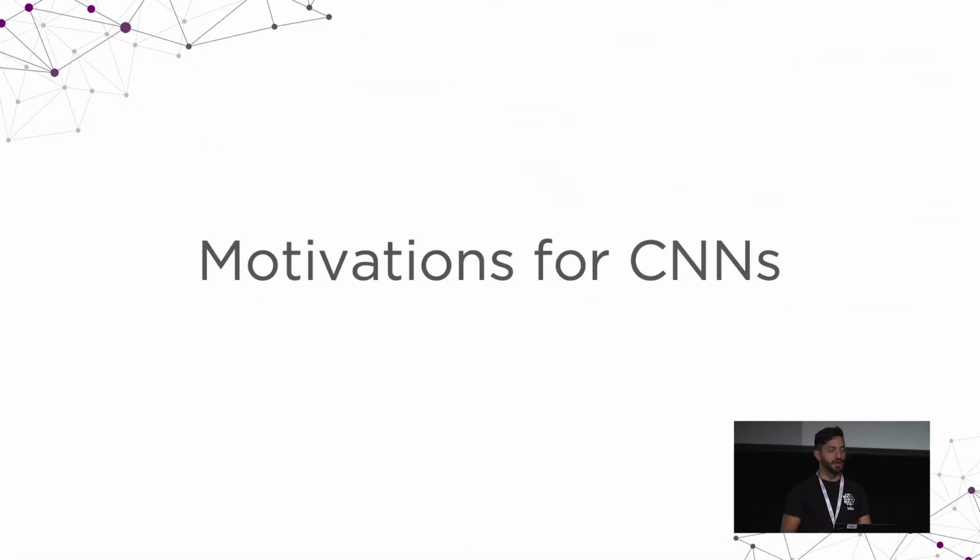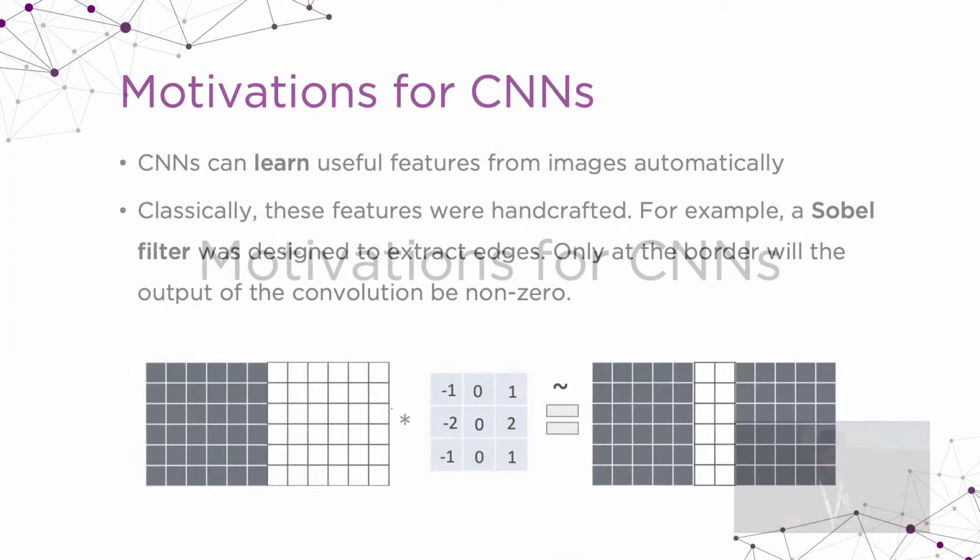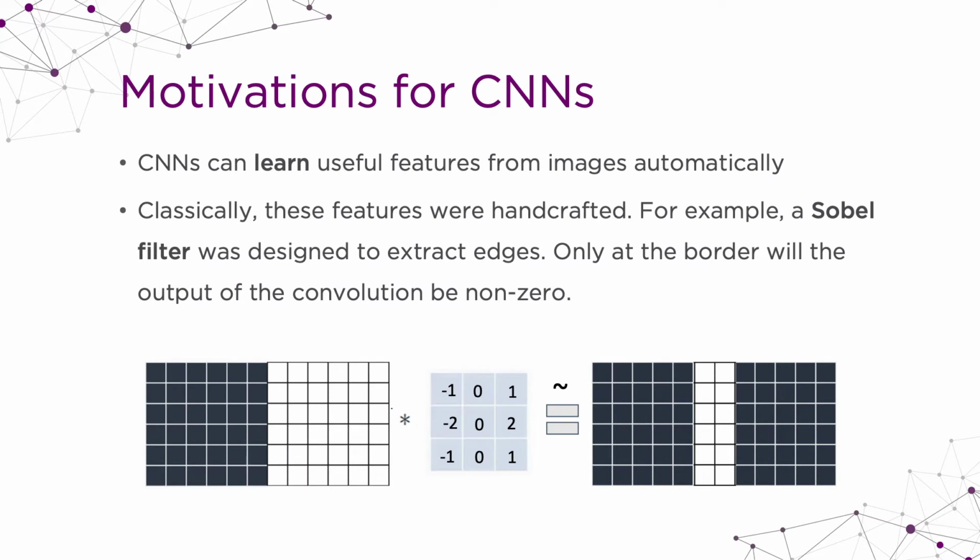Okay, so now that we saw the building blocks, let's look at some of the motivations behind convolutional neural networks. Why do we use them? Why are they so useful? And why do they work so well? What's really useful about CNNs is that they can learn useful features from images automatically. So we don't have to tell the network what to learn. The network learns for itself.